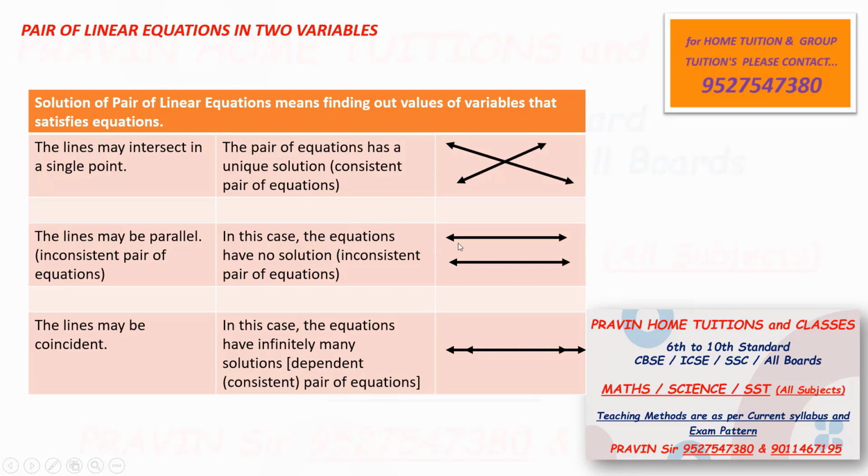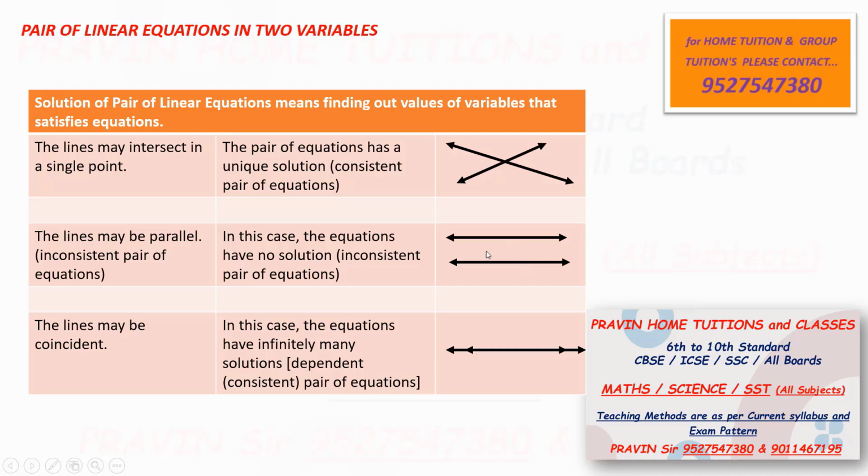Now case number 2, lines are parallel. If lines are parallel, they never cross each other. Parallel lines, you know the concept of parallel lines. Parallel lines mean they never cross each other. They never intersect each other.